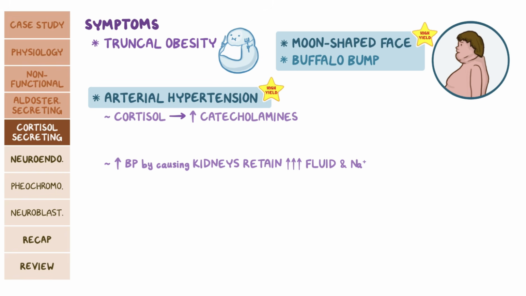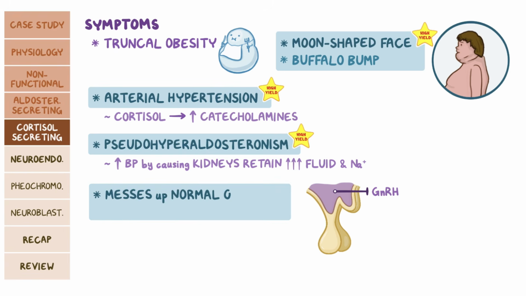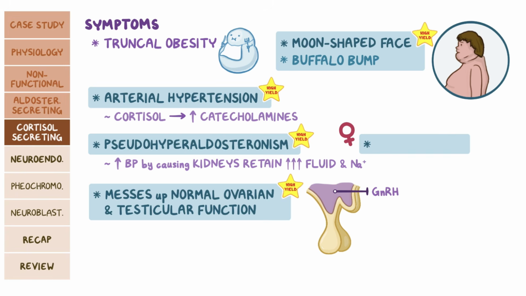Remember for your exam that this is called pseudo-hyperaldosteronism. High levels of cortisol also inhibit the secretion of gonadotropin-releasing hormone from the hypothalamus, which messes up normal ovarian and testicular function. In females, this leads to amenorrhea or absent menstruation.